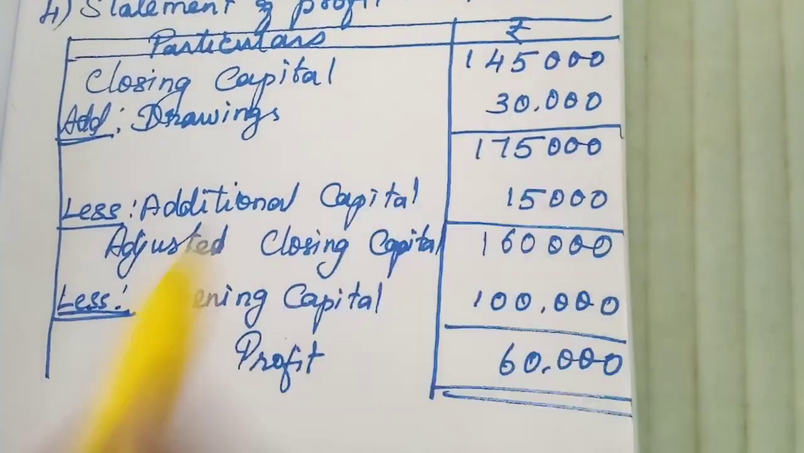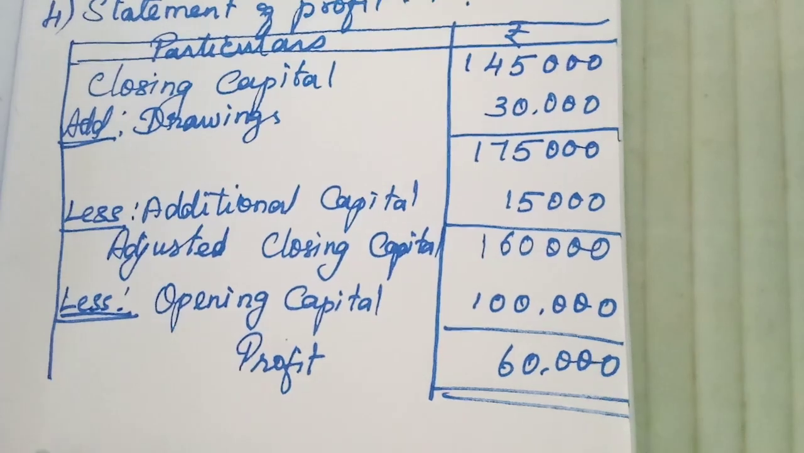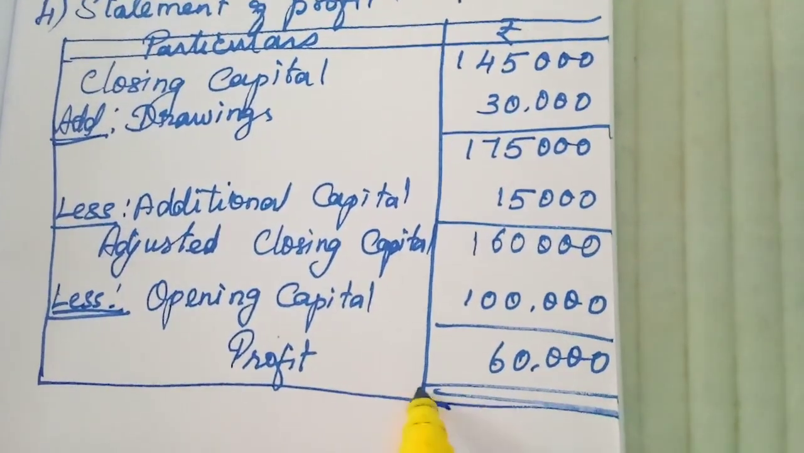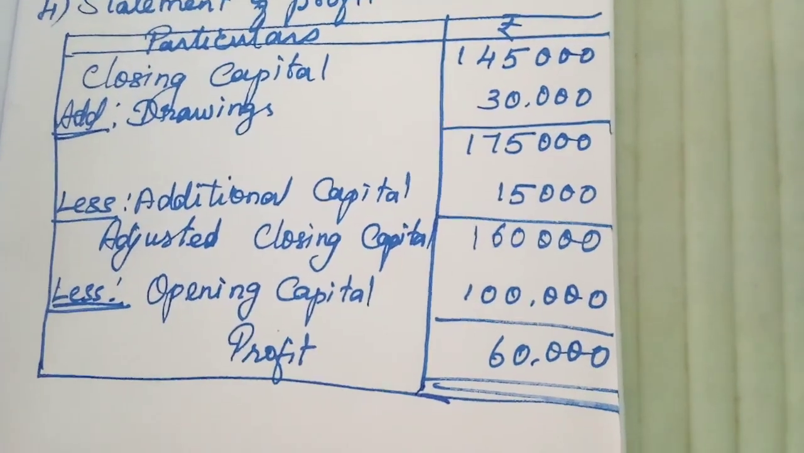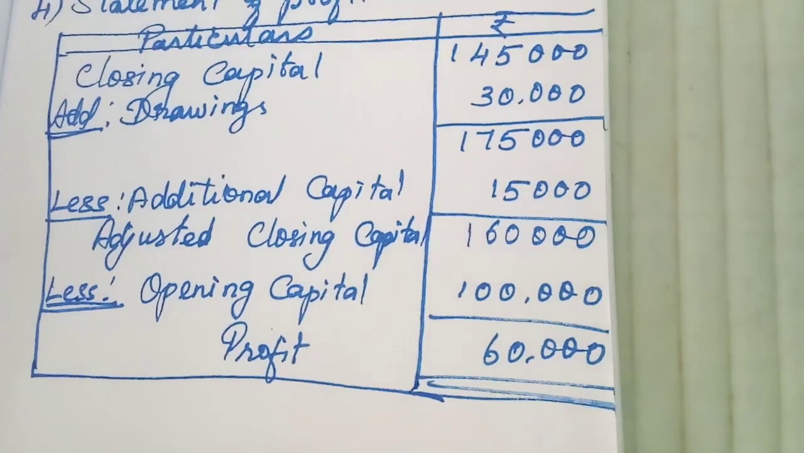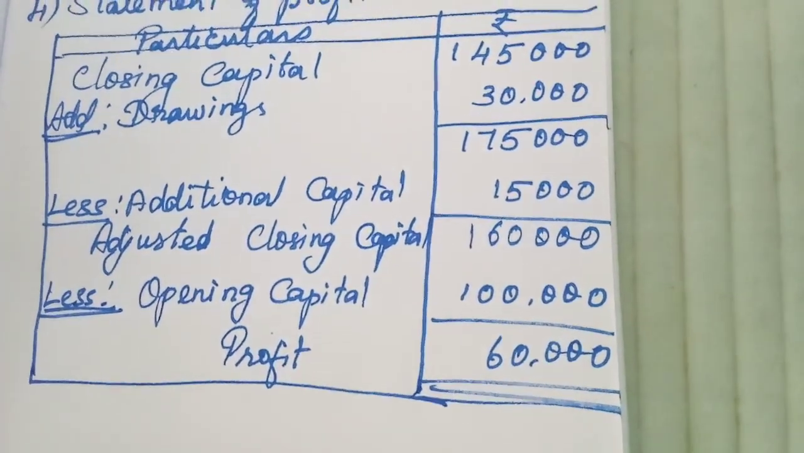So this is the amount we have got, the closing capital. Again, you can close this statement. You can write closing capital is equal to 1,45,000. It is over. Okay.